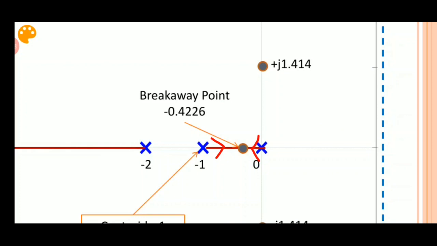And what is the breakaway point? It is a point where 2 branches meet and depart. The branch coming from minus 1 and another branch coming from 0 meet at this breakaway point and then depart. That means one goes up and one goes down. One branch comes from minus 1 and another comes from 0, they meet at the breakaway point and depart, one going upwards and one downwards. Now again there is another piece of information which we have.